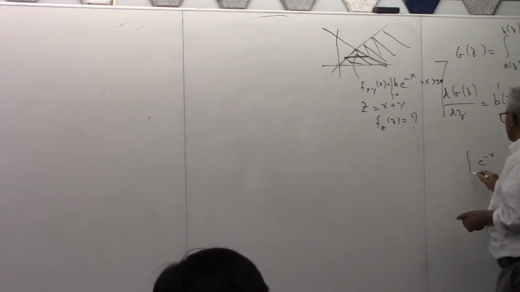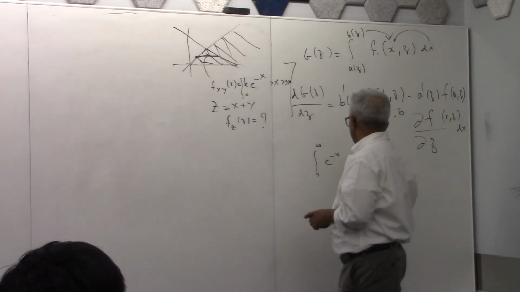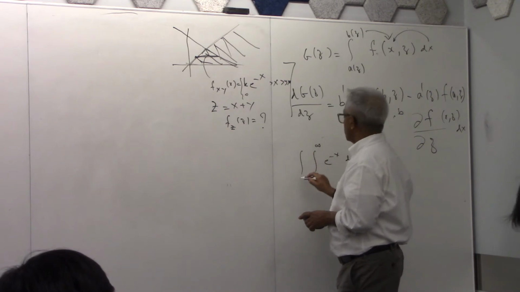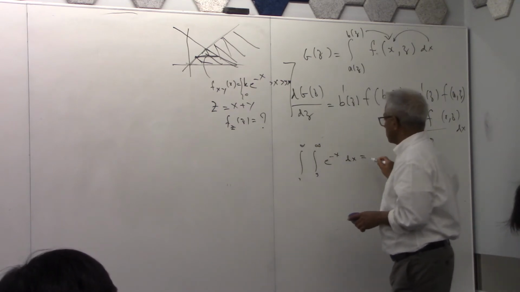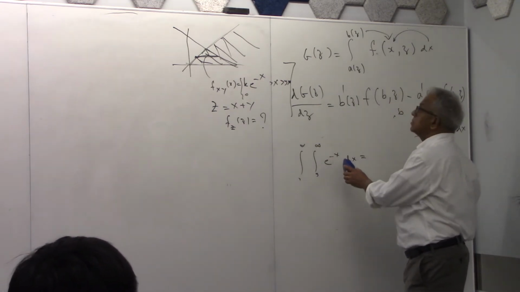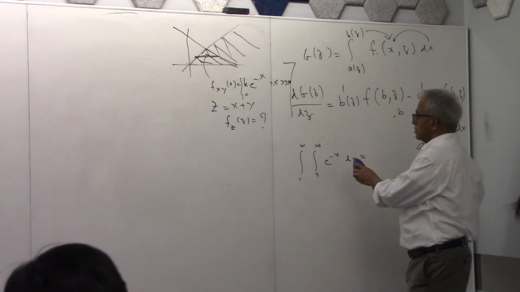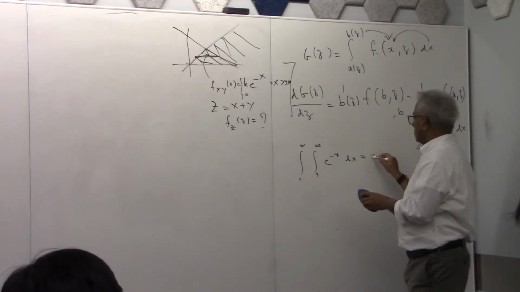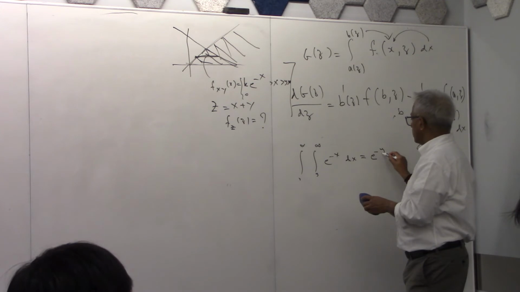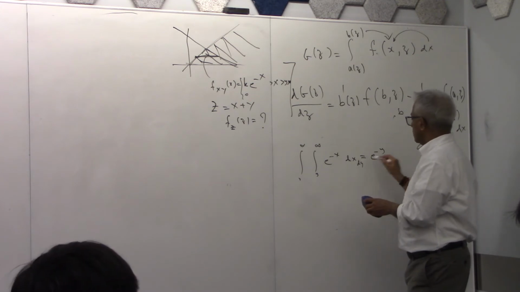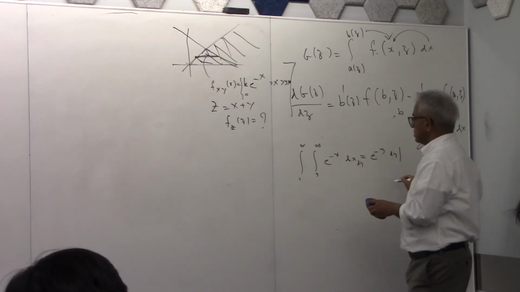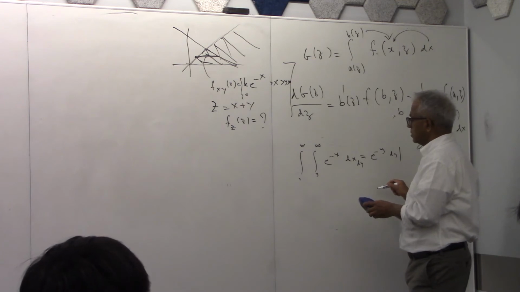X goes from y to infinity, right? And y goes from 0 to, so if you draw that, so what is it? E raised to minus y dy. Yeah, so that's good, right?